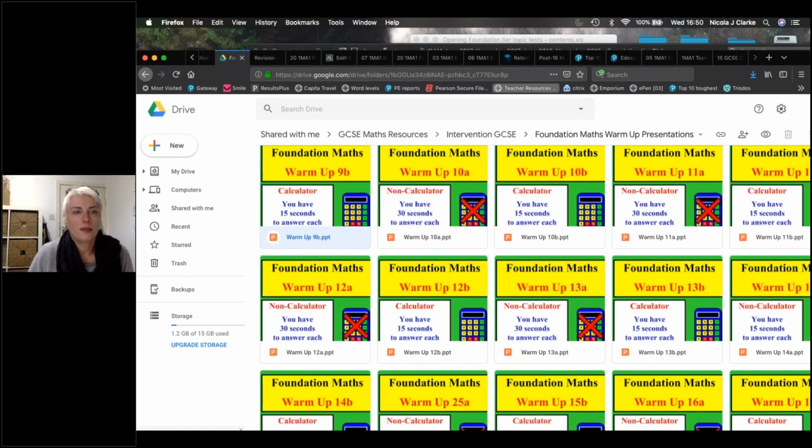It's not going to show me. And then I choose 4 of them to go through with learners. When I've got some feedback, which ones do you want to go through? These are great as well, because half of them are calculator and half of them are non-calculator.